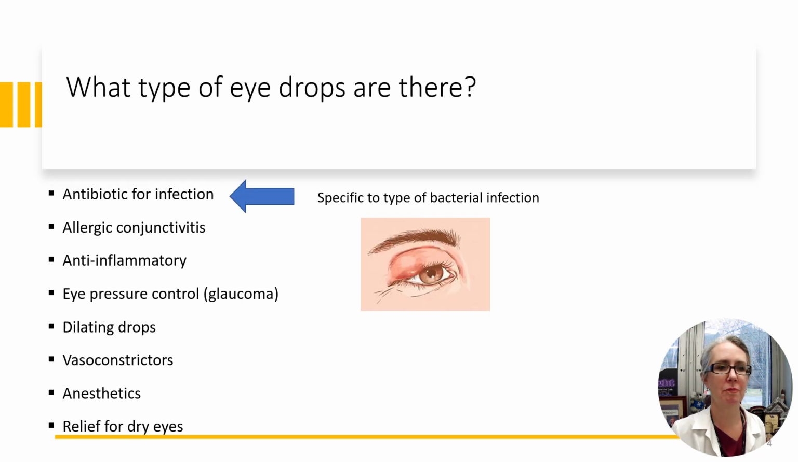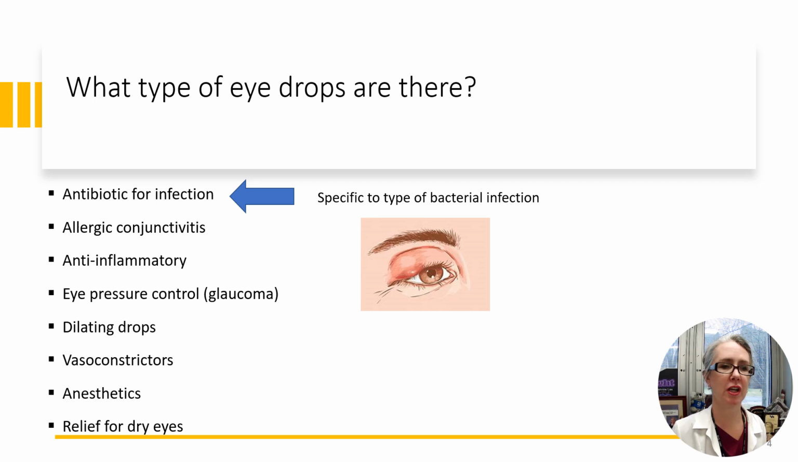I'm going to go with the antibiotic for infection first, and I just want to mention to you that antibiotics are specific to the type of infection. So not all antibiotic drops will treat all infections. Many times they can be a widespread treatment, so many infections can be treated with a similar eye drop, but eye drops generally are pretty specific to the infection, just like an oral medication would be.